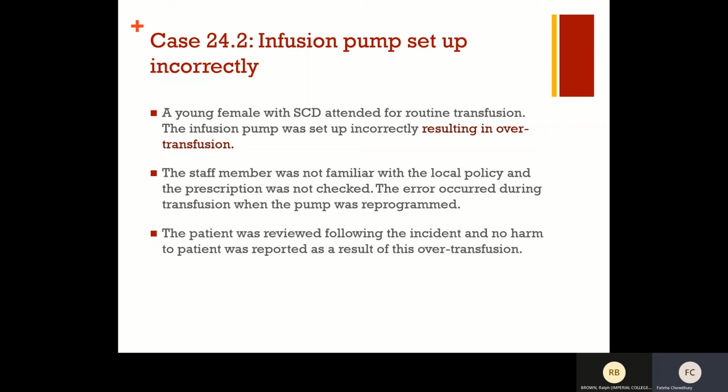Case 24.2 was of a sickle cell patient, a young female, who attended for a routine transfusion. The infusion pump was set up incorrectly and an over-transfusion occurred. And here the staff member was not familiar with the local policy and the prescription was not checked. And the error occurred during the transfusion when the pump was reprogrammed. The patient was reviewed after the incident, and thankfully no harm was reported as a result of the over-transfusion.